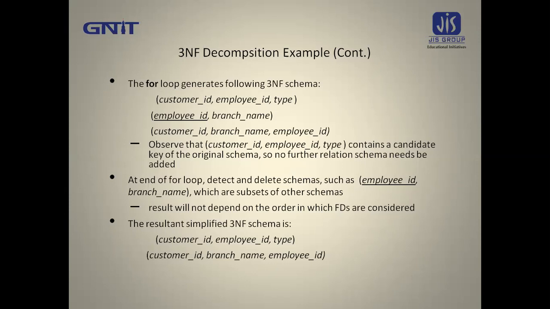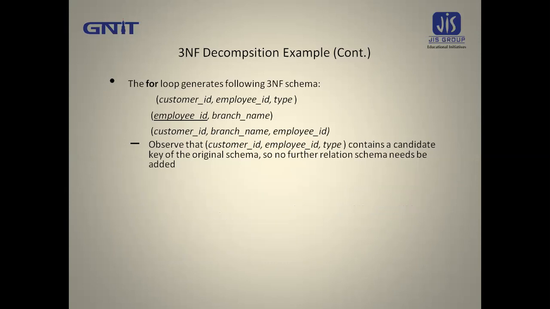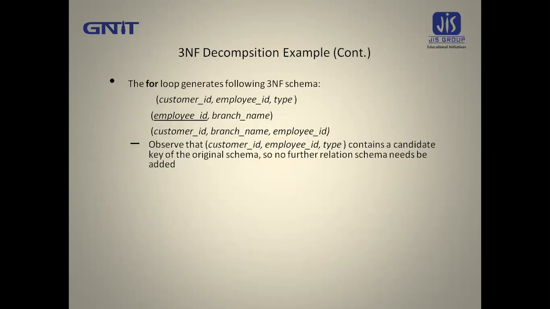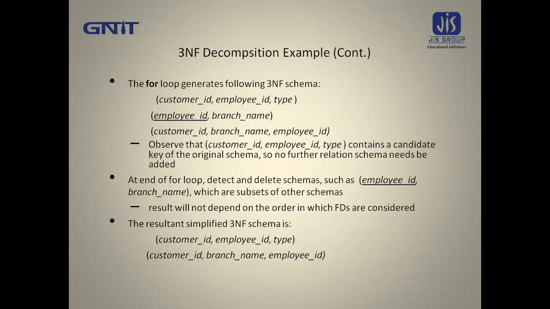After detecting and deleting the second schema, that is employee ID branch name, the resultant simplified 3NF schema is customer ID, employee ID, type, customer ID branch name, and employee ID. So we are getting two relations from the given relation customer banker branch. So it is being decomposed into two new sub relations: customer ID, employee ID, type, and customer ID branch name, employee ID.